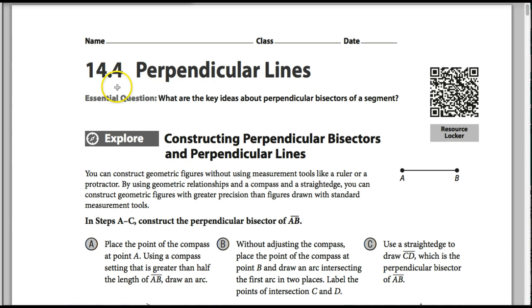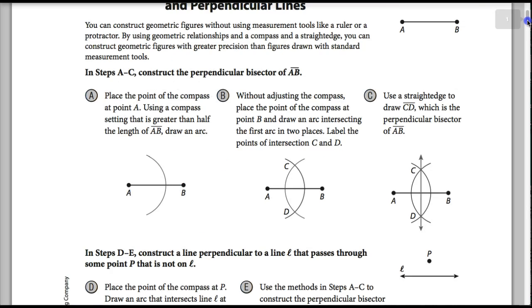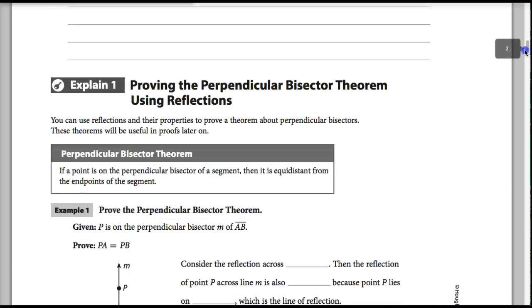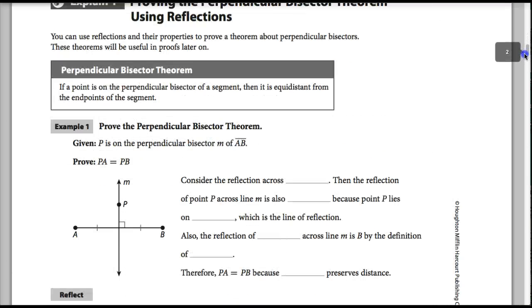We're going to work on perpendicular lines, and here is the essential question. Now what you're going to do is construct perpendicular bisectors, and we did that in class yesterday, because I knew I would be gone. And you basically have to just memorize these. I know this sounds really bad.